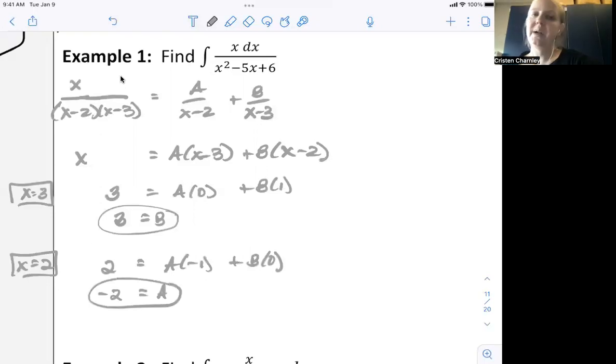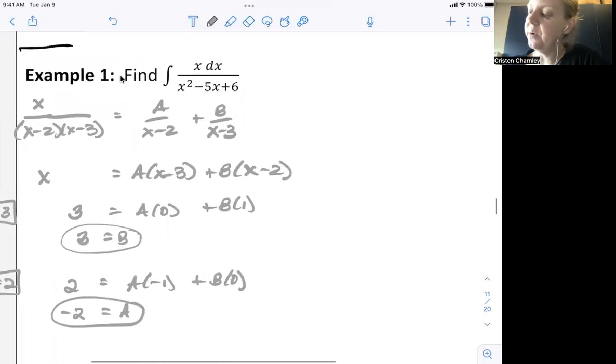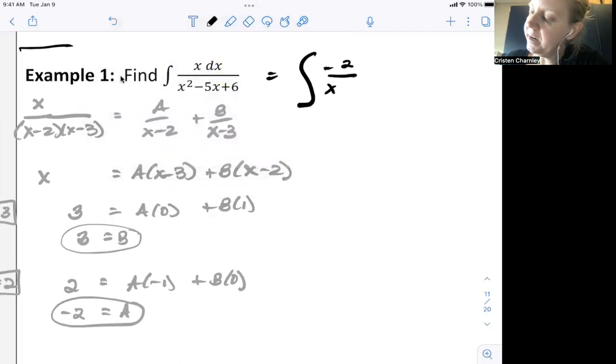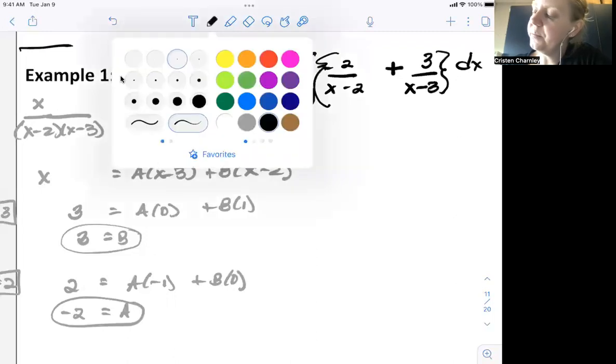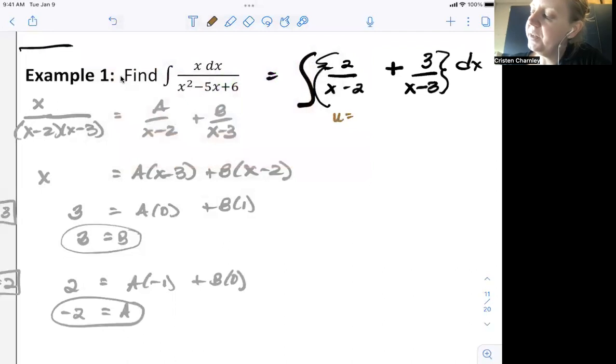Now, we're going to rewrite the integral. This becomes its alternate form. It's the same thing as the integral of -2 over x minus 2 plus 3 over x minus 3 dx. Now, awesome. We just have to find the antiderivatives. Both of these are going to be u substitution, where in the first piece, u is equal to x minus 2, du would be 1 dx. The second piece, u is x minus 3, du is 1 dx.